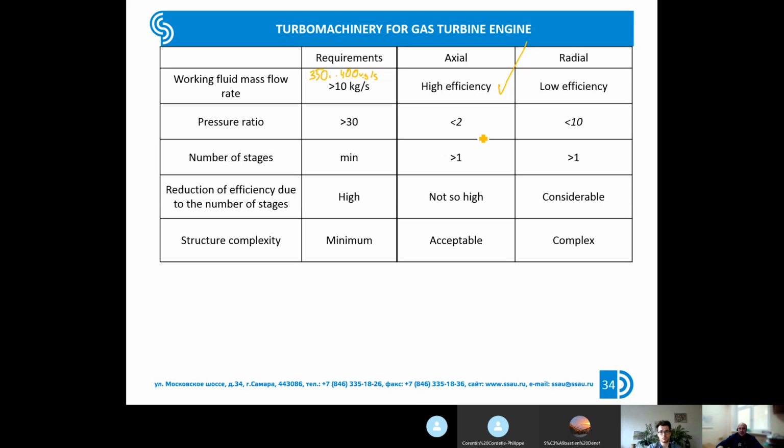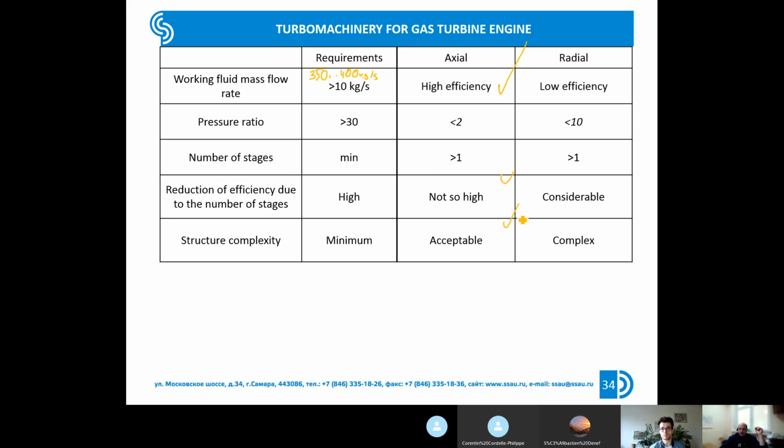If we compare the pressure ratio at one stage, we will see that we couldn't provide the compression which we need in one stage in any type of turbomachinery. That's why we need to use multi-stage compression, and we remember that it's much easier, not so complex, to create a multi-stage compressor from axial turbomachinery stages.